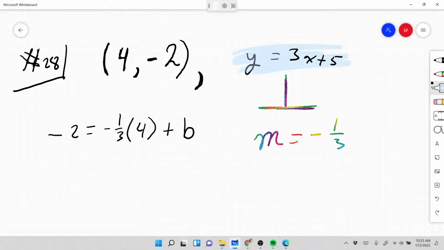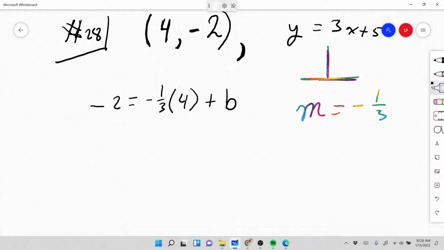Since m changed, that also means b changes, right? Mm-hmm. Not always, but most of the time, because they could cross at the y-axis. But that's not usual. Okay, what now? Negative 1/3 times 4. Negative 1/3 times 4. What's negative 1/3 times 4?